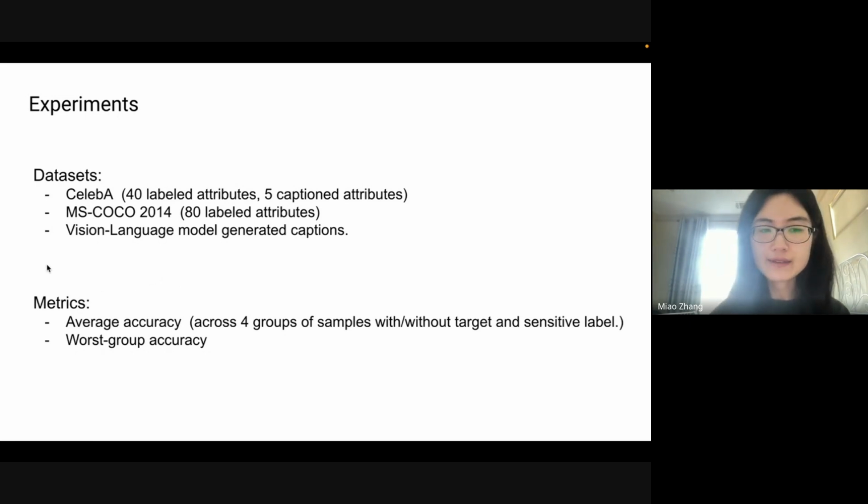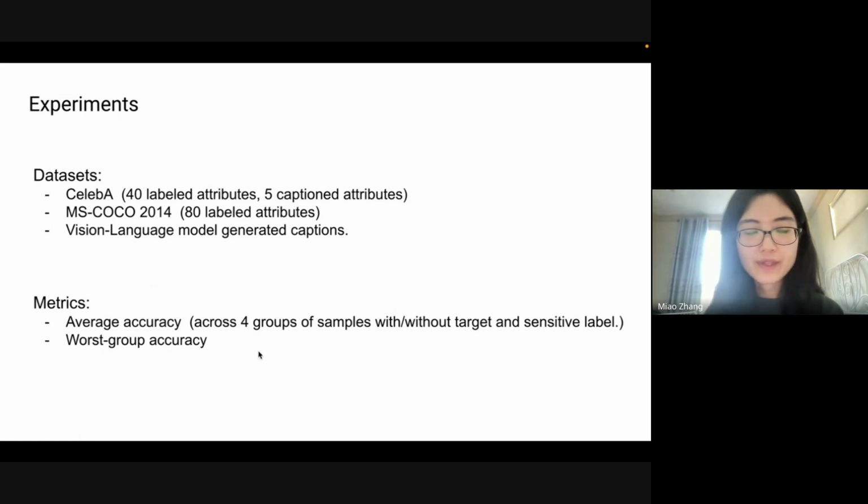For downstream tasks, two metrics are considered. The first is the average accuracy, to evaluate the quality of the classifier. We split the samples into 4 groups, where a sample can be with or without the target and the sensitive label, and we take the mean of the accuracy of the 4 groups. The bias mitigation metric follows the literature on worst group accuracy, which is the worst performer of those 4 groups.